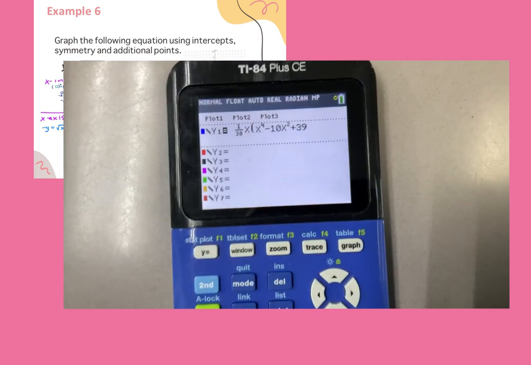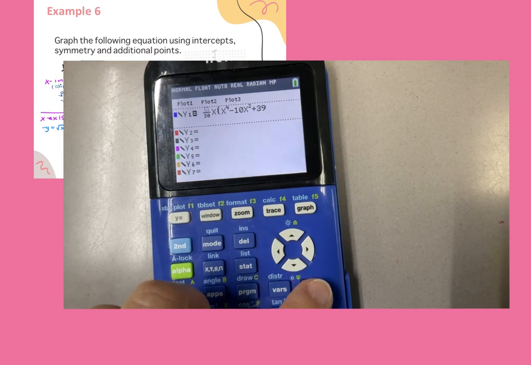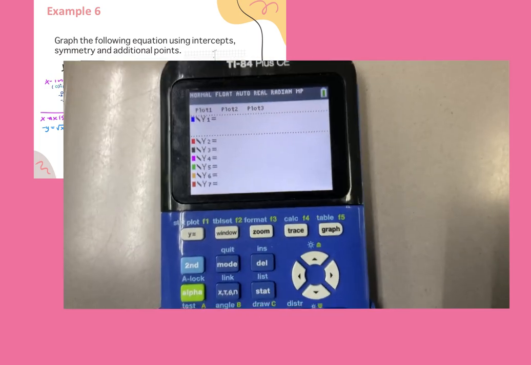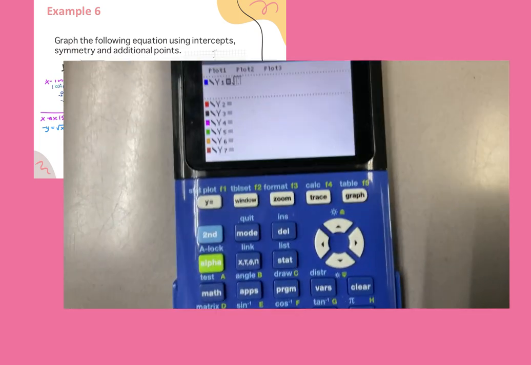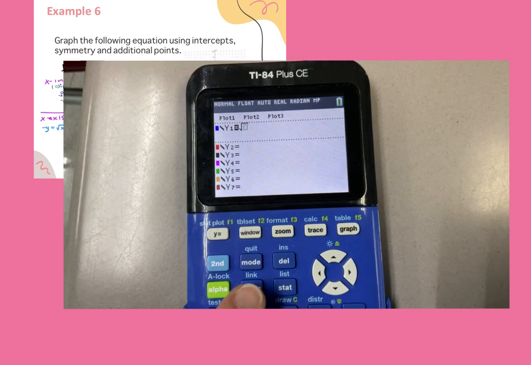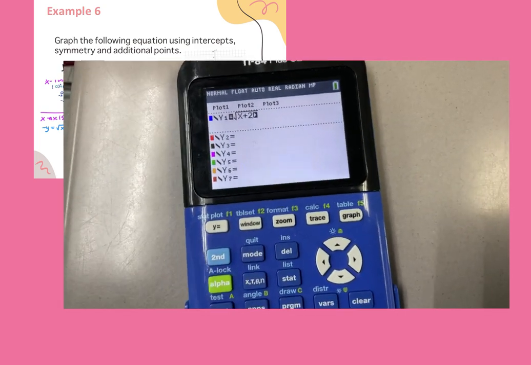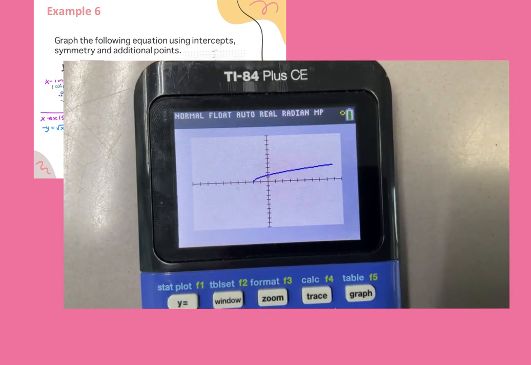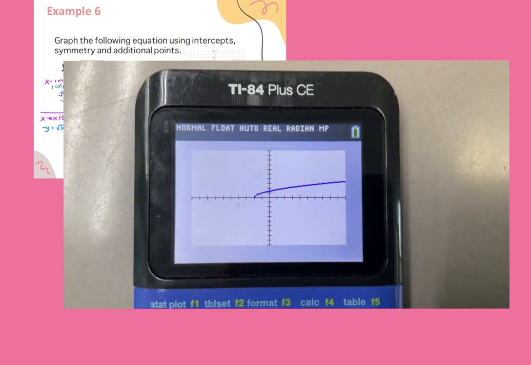I'm going to go to my y equals. I'm going to clear out what's there. And I have to do the square root of x plus 2. So square root is above the x squared. Square root of x is the square root button, plus 2. Hit enter. Hit graph. And there it matches what we just found.